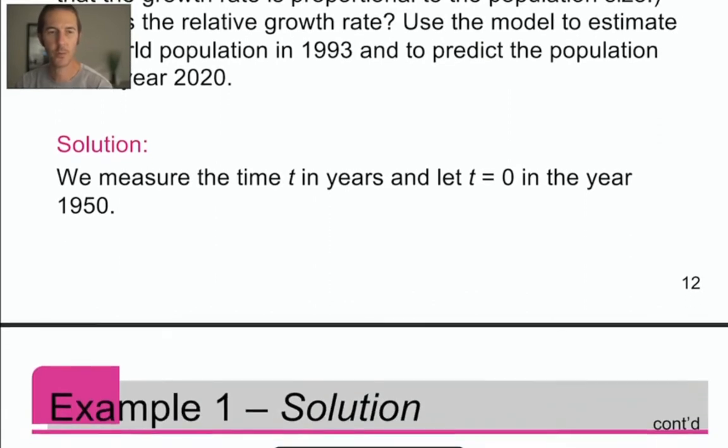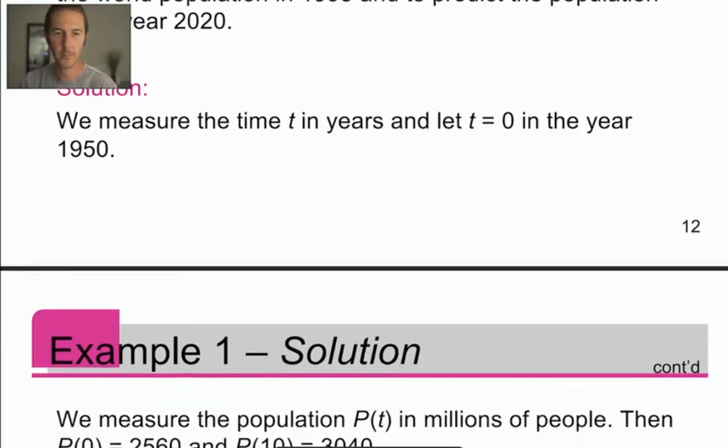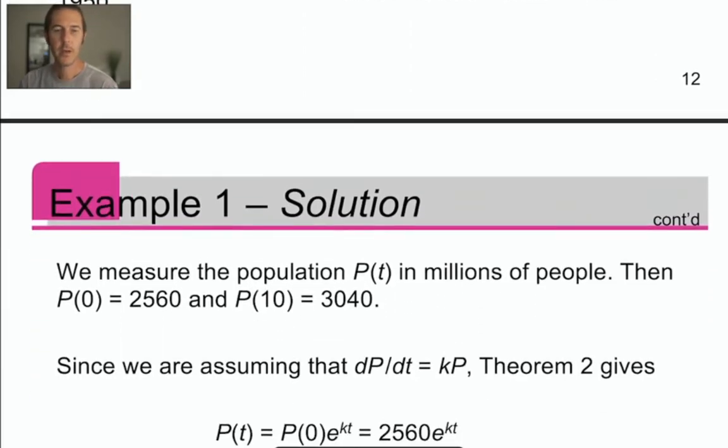So here's our solution process. We're going to measure the time t in years, and we're going to pretend that t equaling 0 is sort of the start or the beginning of our inspection of what's going on with the world population, and that examination is starting in the year 1950. So a t value of 0 corresponds to the year 1950. And we're going to measure the population. We're going to call it P of t. It's going to be measured in millions of people. And that starting value when t equals 0 is the population of the world in 1950, which was 2,560 million people.